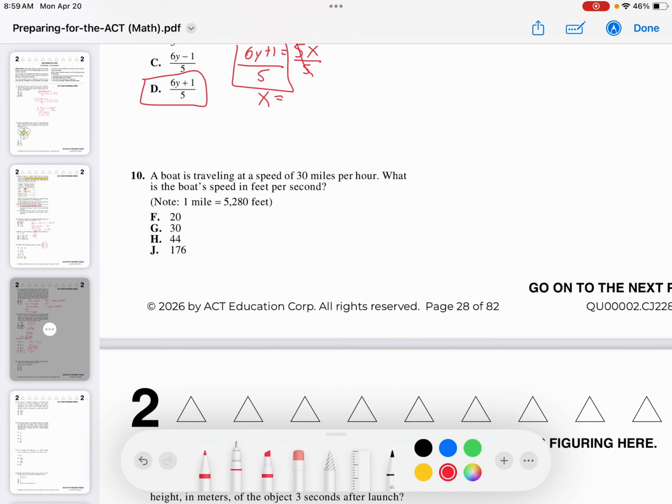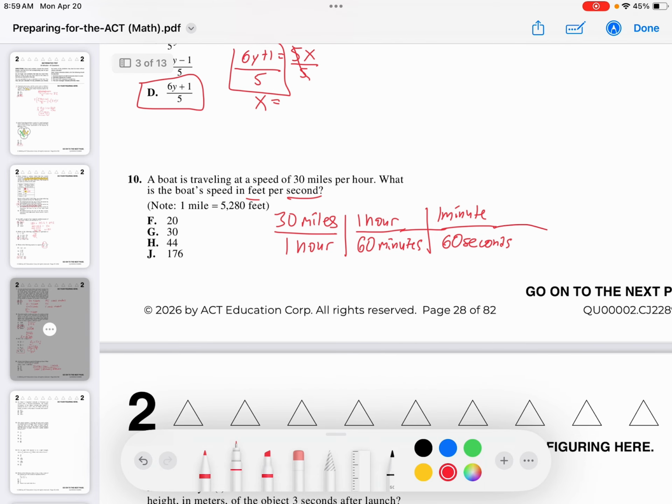Number 10, a boat is traveling at a speed of 30 miles per hour. What is the boat speed in feet per second? So I've got 30 miles per 1 hour. And I know that in 1 hour, there are 60 minutes. And in 1 minute, there are 60 seconds. So we're trying to get seconds. But we also need feet. If I've got 1 mile, then it needs to be 5,280 feet.